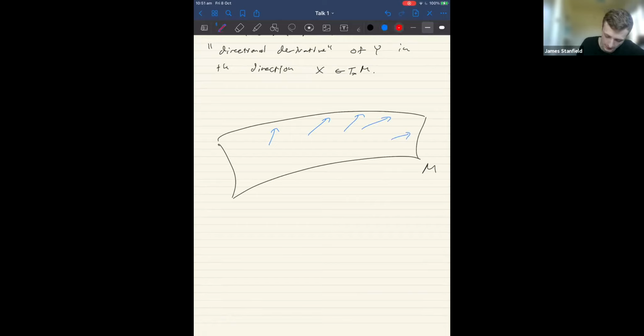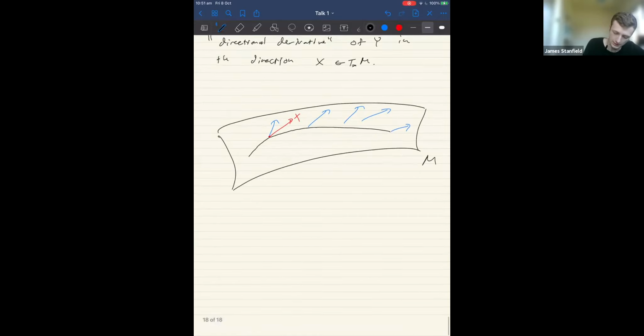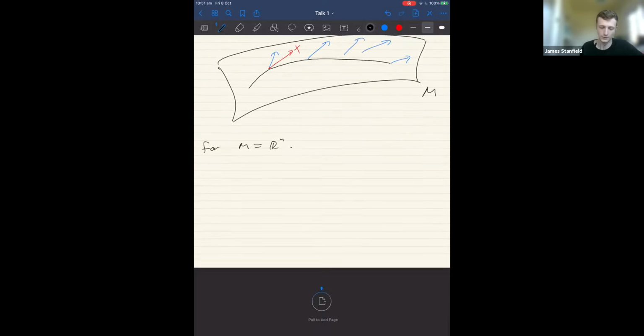Okay, and then maybe at some point we have some X, and we kind of want to just differentiate Y in the direction X. In Rn we do this component-wise, and it's quite easy. So how do we do it in Rn? Well, we do the following, right?